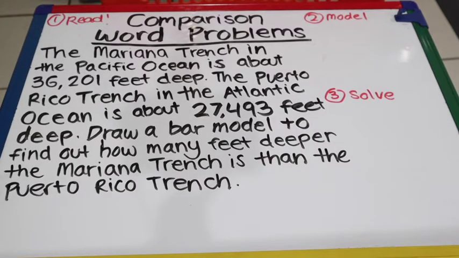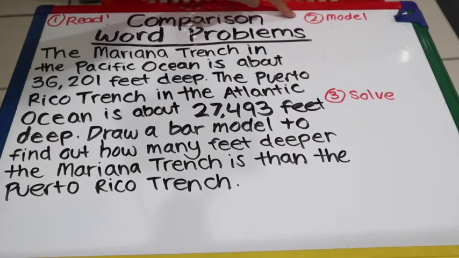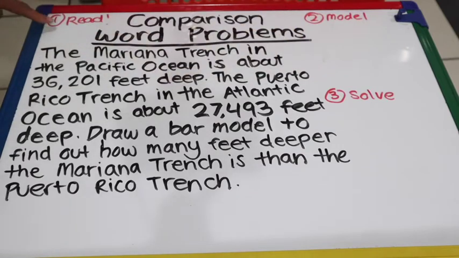This is lesson 1.8 of Go Math. Today I'm going to be teaching you how to solve comparison word problems. Here is our first example. In the red marker I have our steps. As you can see, step number 1 is read. So here we go. Let's read this first word problem.